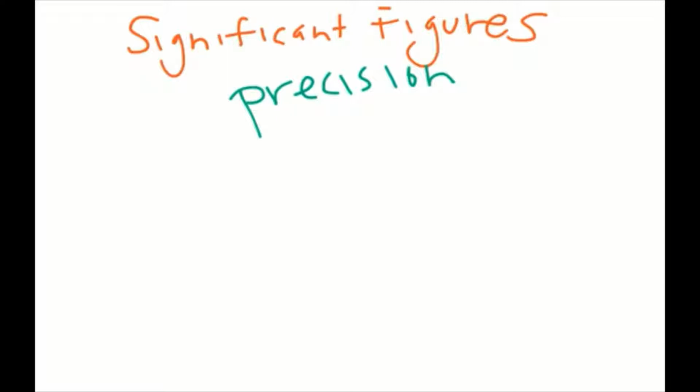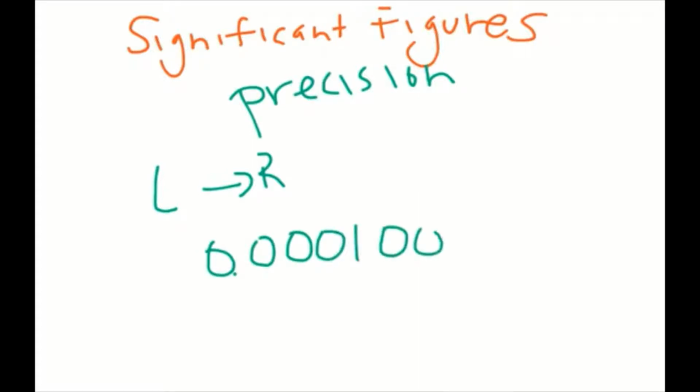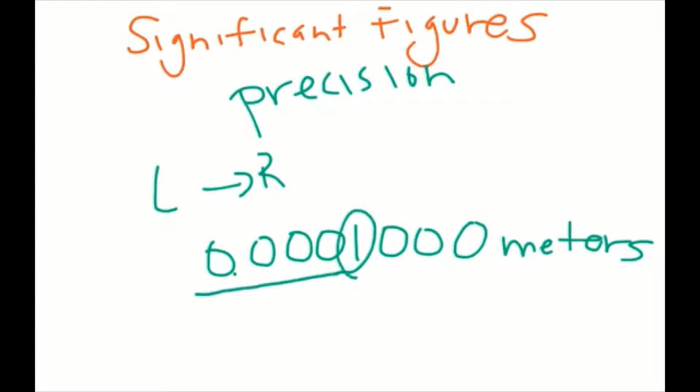So normally we look from left to right. And then we start counting the digits when we come across a non-zero digit. So let's look at 0.0001000 meters. Well, let's count from left to right, and let's start counting the digits when we come across a non-zero digit. So I'm going to go like this. Ooh, first non-zero digit. So let's start counting the digits.